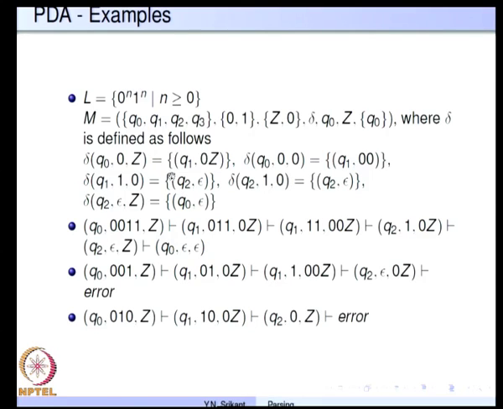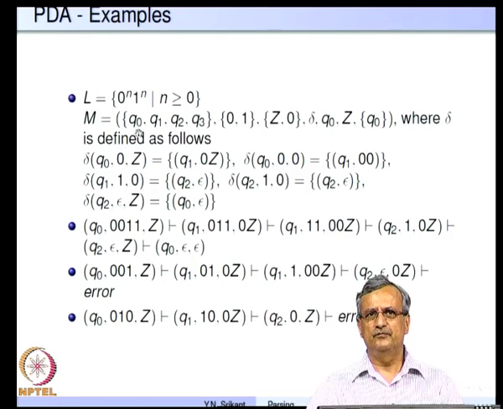Let us take a simple example. We have L equal to 0 to the n, 1 to the n, n greater than or equal to 0. The machine corresponding to it would have 4 states Q naught, Q 1, Q 2, Q 3. The input is 0, 1. The stack symbols are Z and 0. Delta is defined very soon. Q naught is the start state, Z is the start stack symbol, and Q naught is also the final state.